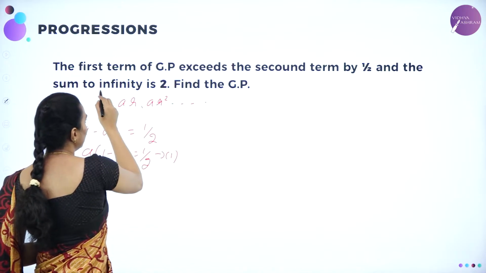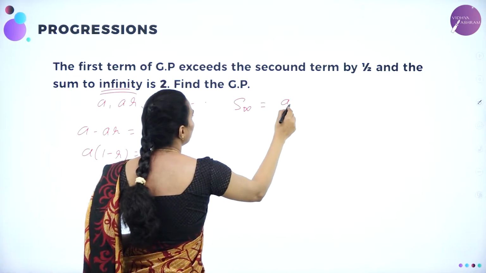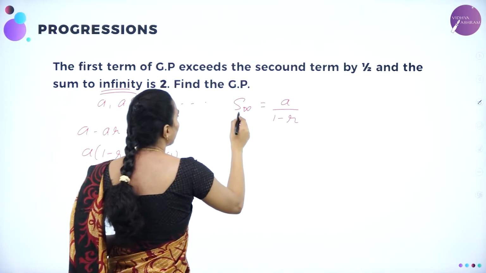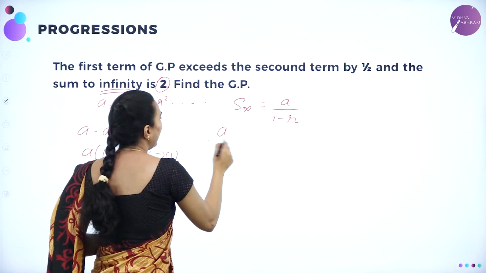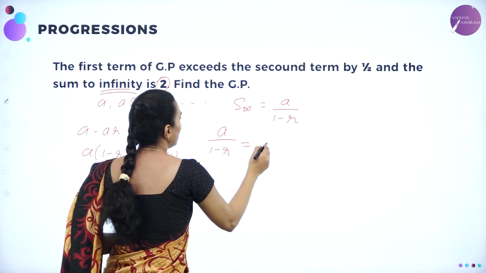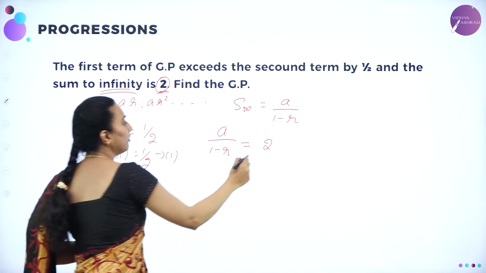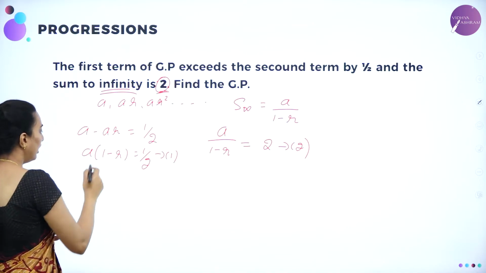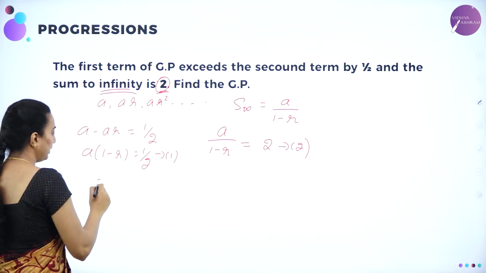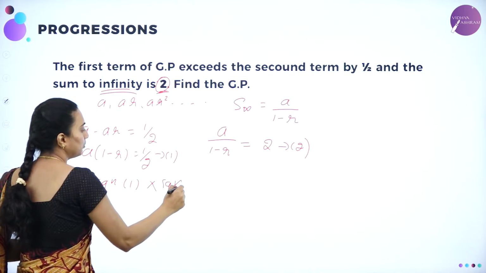We know that the sum to infinity is given by the formula S infinity is equal to a divided by 1 minus r. S infinity they have given as 2. Therefore, I can equate a divided by 1 minus r is equal to 2. I am calling this equation 2. Now here, multiplying equation 1 and equation 2.